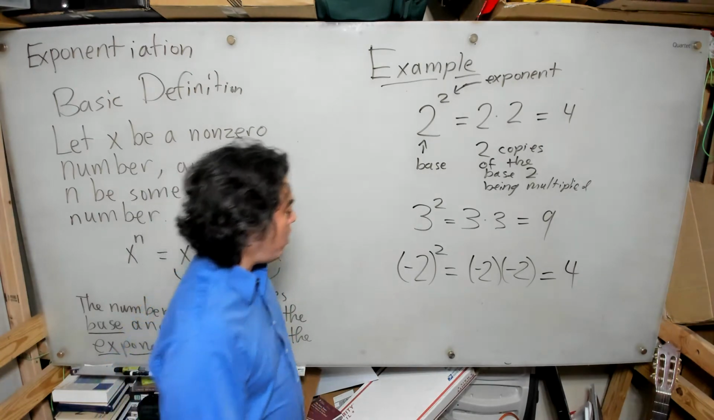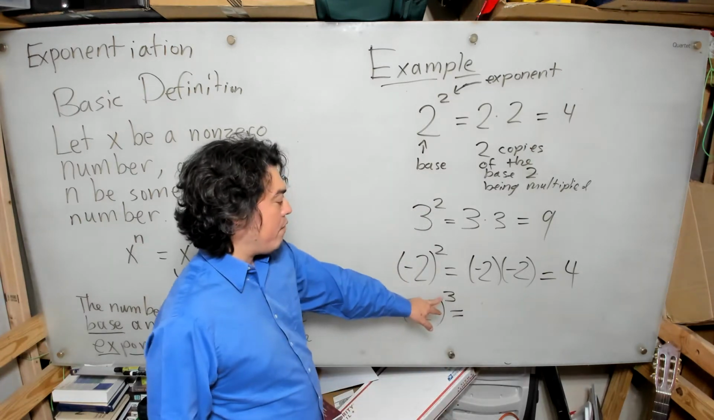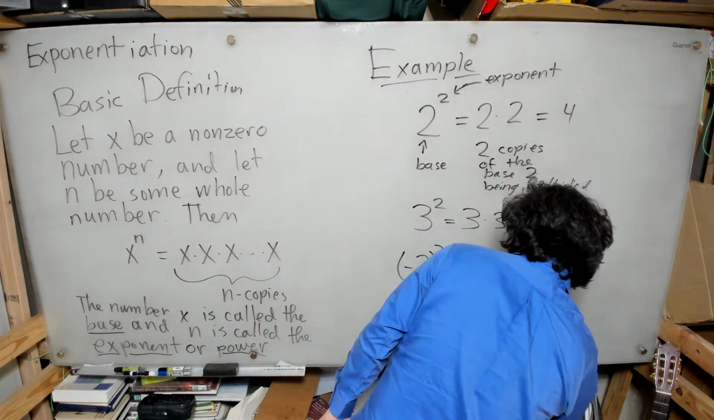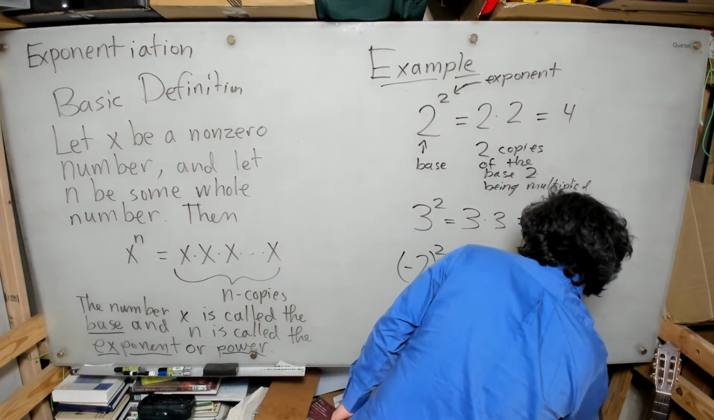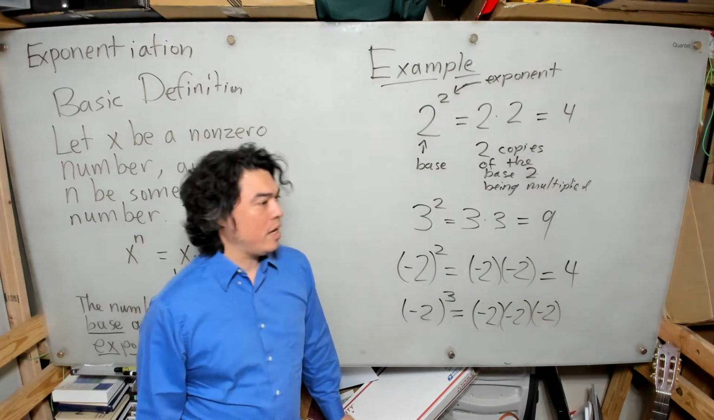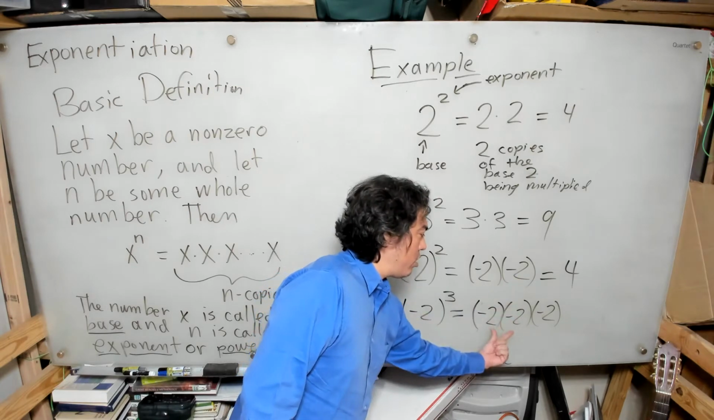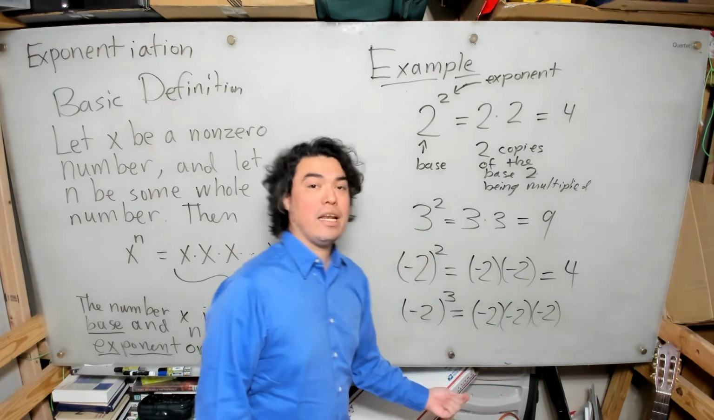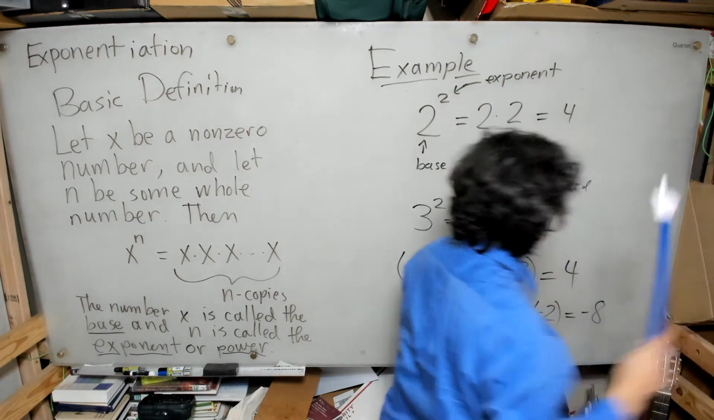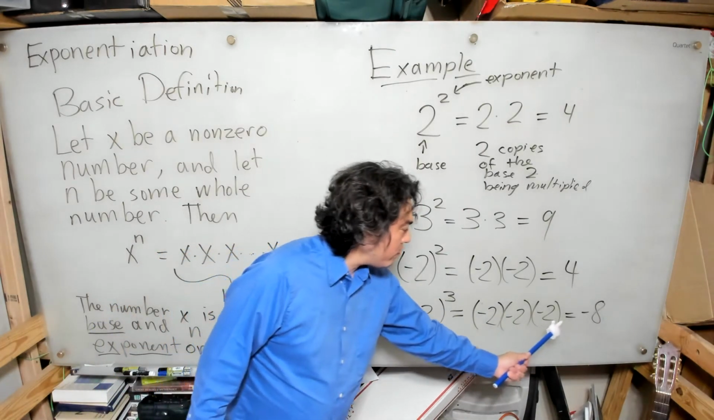Okay? Now, let's look at what happens if I have, let's say, negative 2 to the cube power. Well, I'm going to have 3 copies of the base negative 2 being multiplied together. So that's going to be negative 2 times negative 2 times negative 2, okay? I know the first two will multiply to give me positive 4, because that's what happened here. But then positive 4 times negative 2 becomes negative 8. And so we can see that negative 2 to the third power is negative 2 times negative 2 times negative 2, which is negative 8.